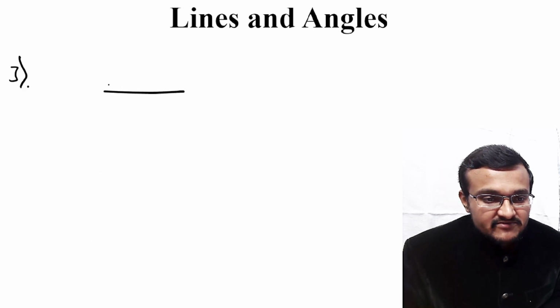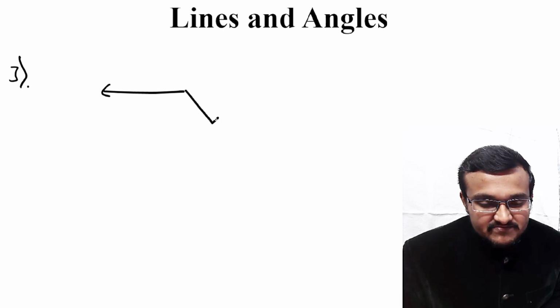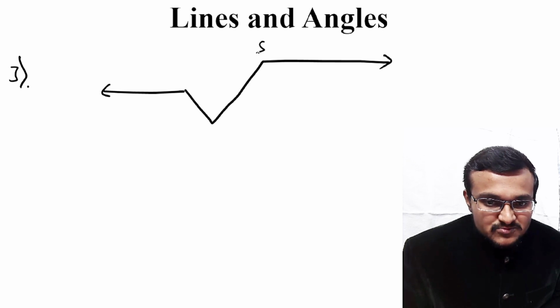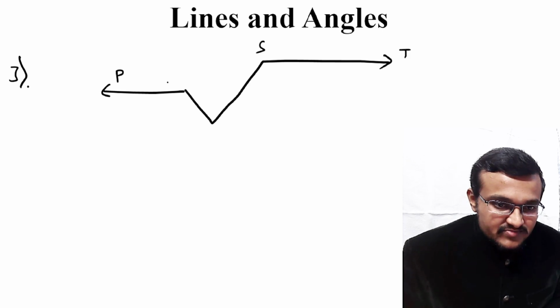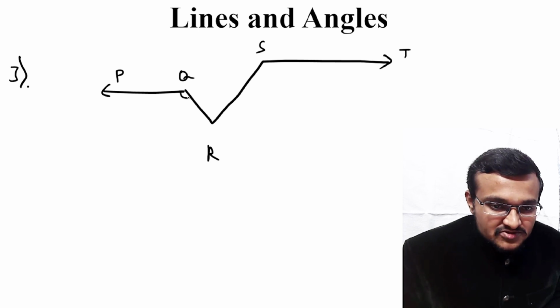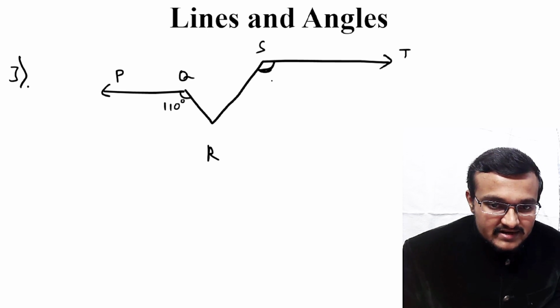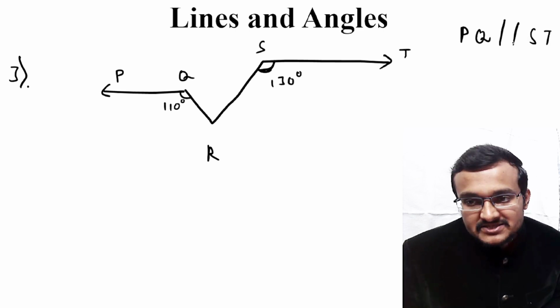Here in third question they have given one particular image. So we'll draw that particular diagram. So it looks something like this. This point is S and T, and here this ray is PQ. Here we have R. So this angle is equal to 110 degree, and this particular angle is equal to 130 degree. And here the data which they have given is PQ is parallel to ST.